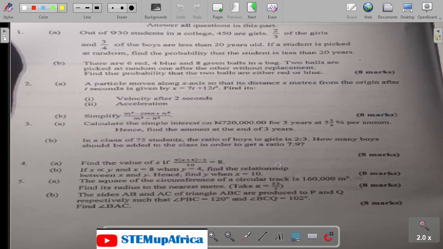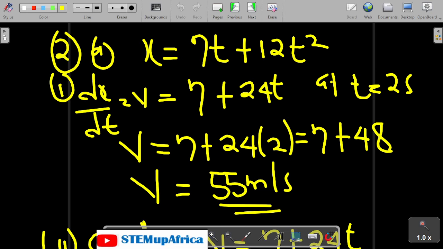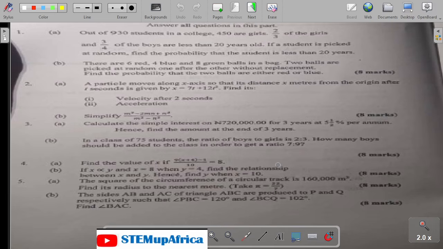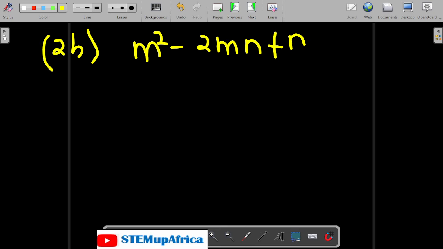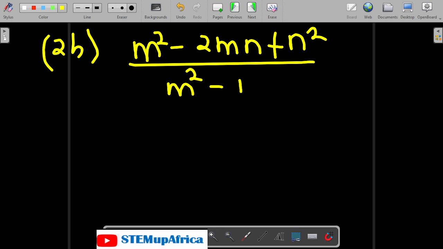Let's go to question 2b now, so we should simplify. We are asked to simplify m squared minus 2mn plus n squared over m squared minus n squared. So we factorize it. The bottom is a difference of two squares. For the top, what can I multiply to give 1 and add to give minus 2? The factors are minus 1 and minus 1.